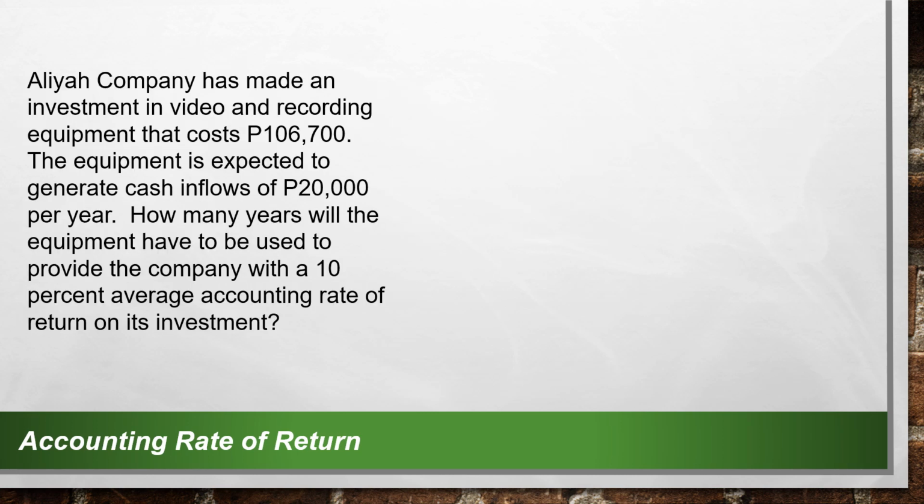Okay, so let's have an example problem here for average. A company made an investment in video and recording equipment that cost 106,700. The equipment is expected to generate cash inflows of 20,000 per year. How many years will the equipment have to be used to provide the company with a 10% average ARR? So we have here the average ARR of 10%, and we need to get the useful life of the equipment.